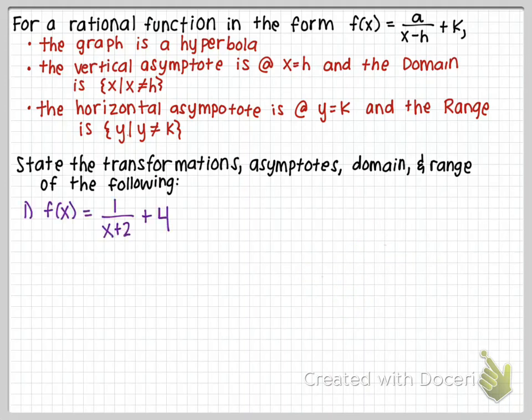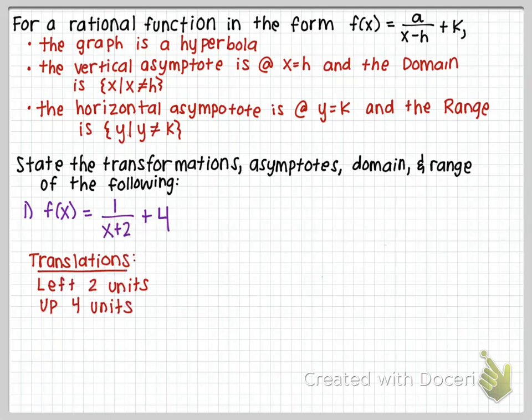So let's look at this. So first of all, the transformations. You're familiar with the transformations. We just did that. So let's look at the transformations for this function. How is it different from the parent graph? So it goes left 2 units. Remember, plus 2 means left 2 units, and it goes up 4 units. So you got that down. That's the transformations. What about the asymptotes?